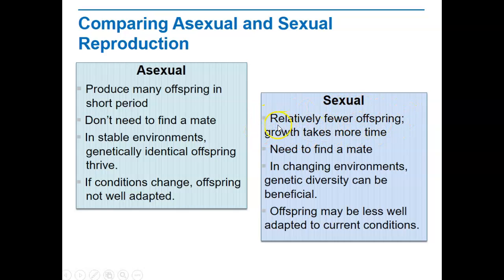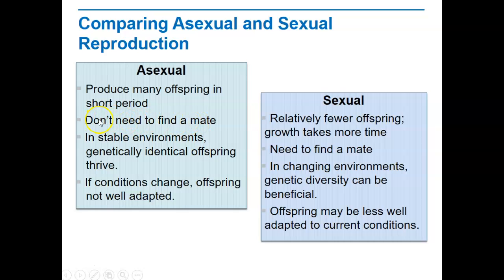So you have less offspring and it takes longer to make those cells and for that fused cell to grow. So asexual, you can make a ton of babies really fast. Sexual reproduction takes more time, it's more complicated. Asexual, you don't need a mate.